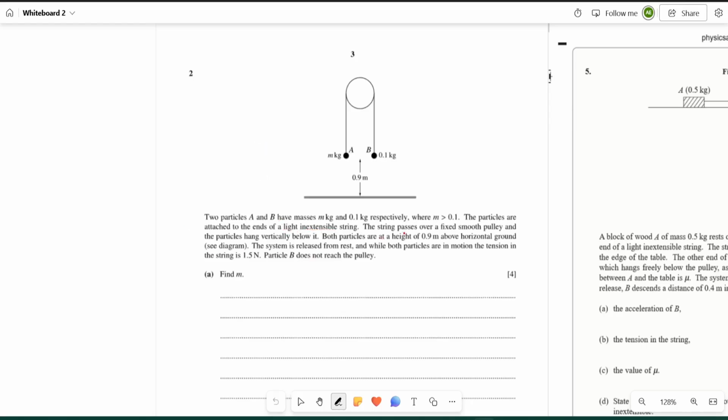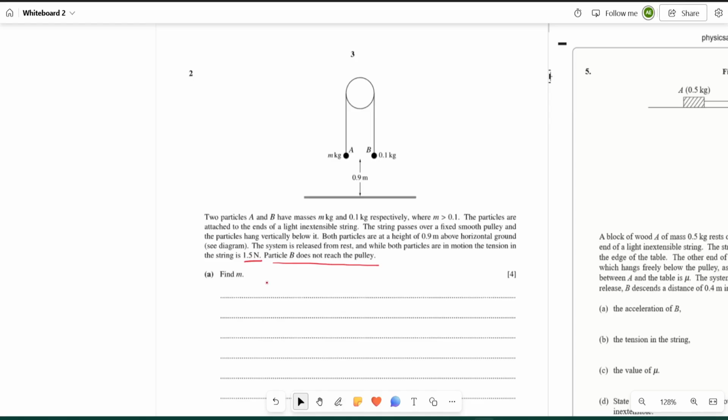The question says the string passes over a fixed smooth pulley. So smooth means that there is no friction in the pulley, and the particles hang vertically below it. Both particles are at a height of 0.9 meter above horizontal ground. The system is released from rest, and while both particles are in motion, the tension in the string is 1.5. Particle B does not reach the pulley. So particle B is going to go up. It's telling you that it's not going to reach the pulley and hit it and cause impact or whatever. The first question tells me to find m.